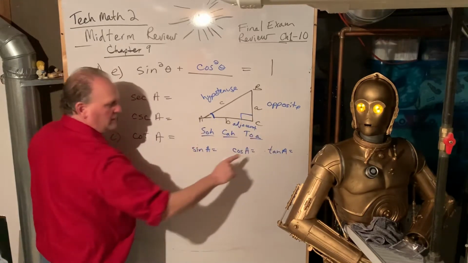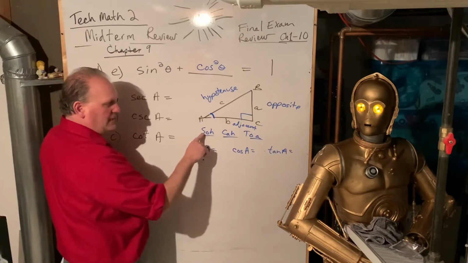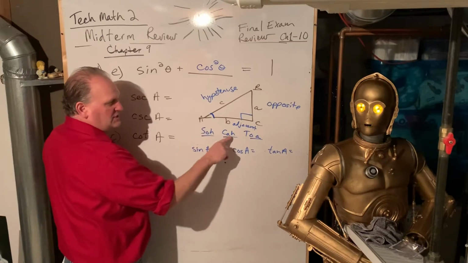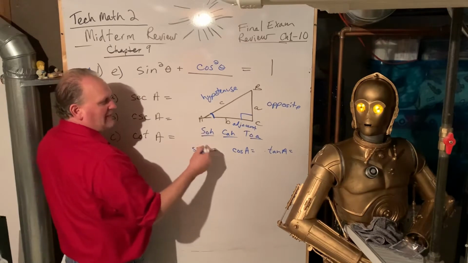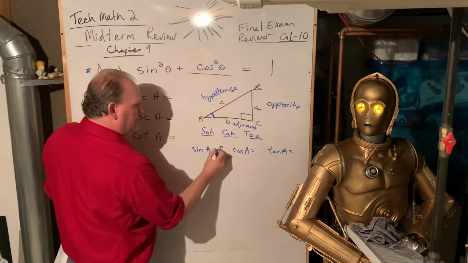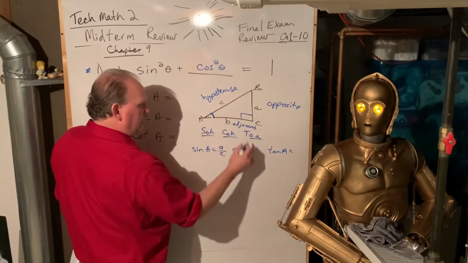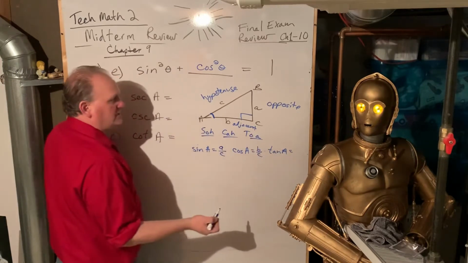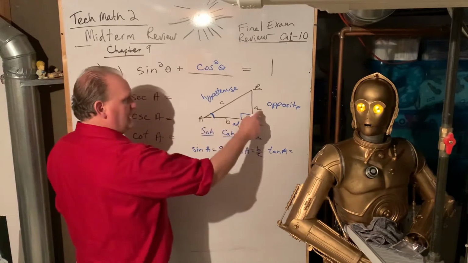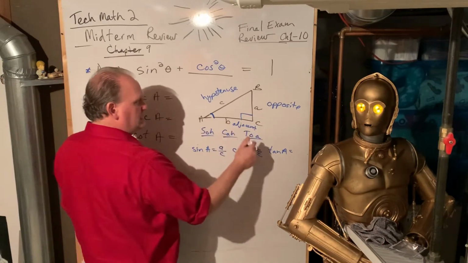So SOHCAHTOA is a mnemonic device, right? So opposite over hypotenuse, adjacent over hypotenuse, opposite over adjacent. So sine is opposite over hypotenuse, A over C. And cosine is B over C. And tangent is what? Opposite over adjacent, A over B.